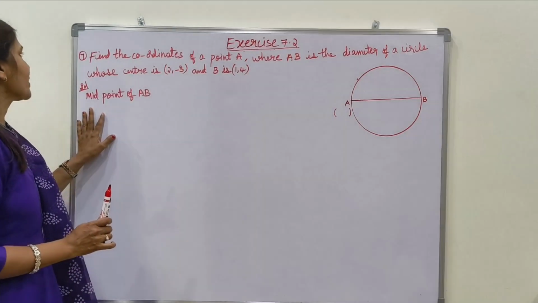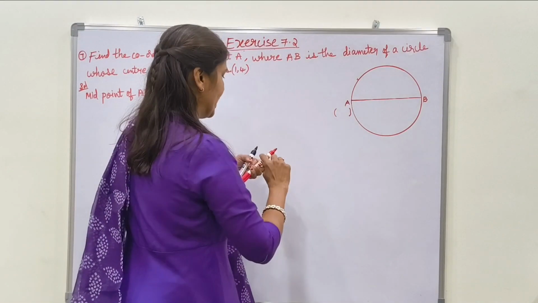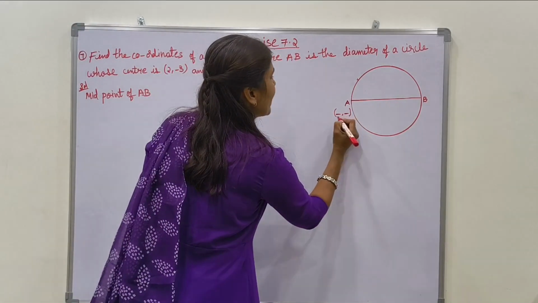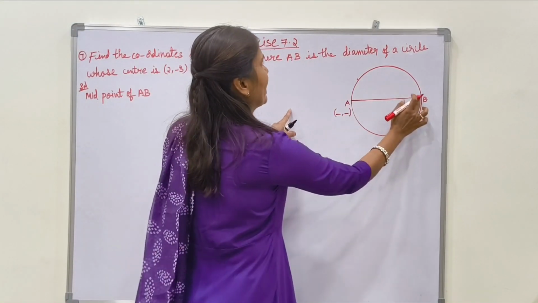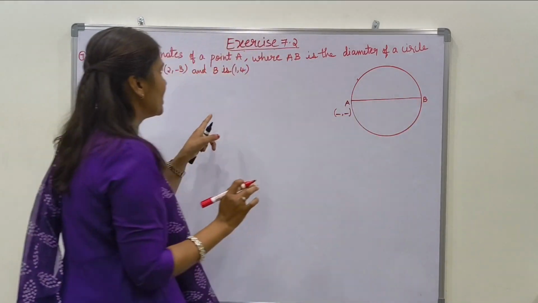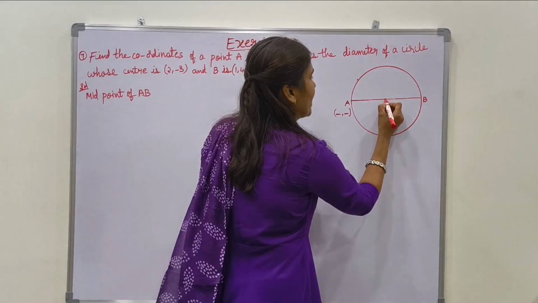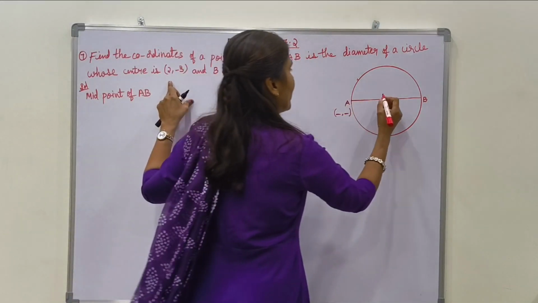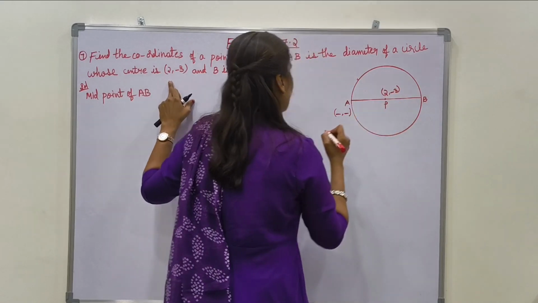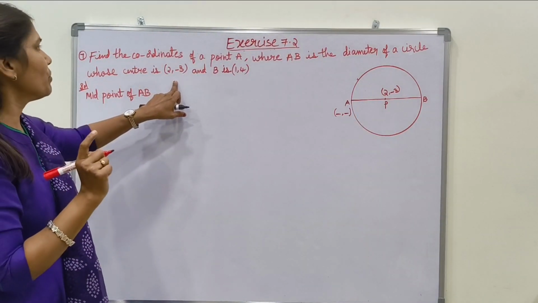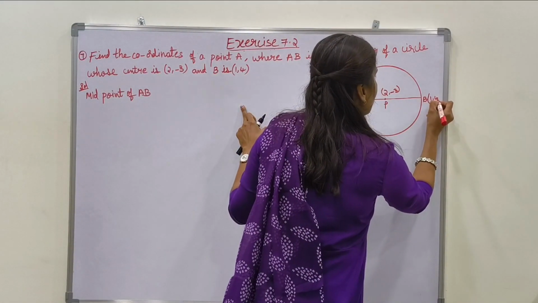Okay. Now the 7th question. Find the coordinates of the point A. We have to find these two coordinates. Find the coordinates of a point A where AB is a diameter of a circle whose center is 2, minus 3. Here we will give the center one name, P. Center coordinates are 2, minus 3, and the B coordinates are 1, 4. This is the question.